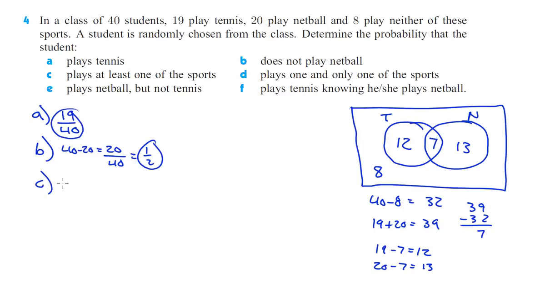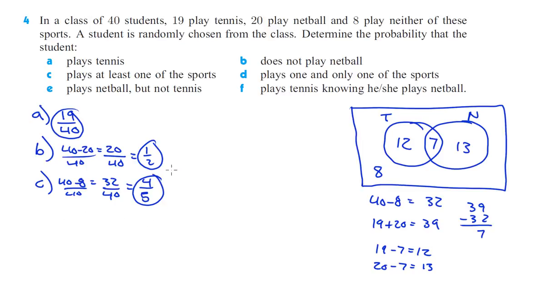Okay. C, plays at least one of the sports. So that's these people all here. So it's all except for the 8. So if we did 40 minus 8, we would get 32. This is over 40 also. Let's be mathematically correct here. So 32 out of the 40 play at least one of the sports. Those are both divisible by 8, right? So that's going to be 4/5. Okay.